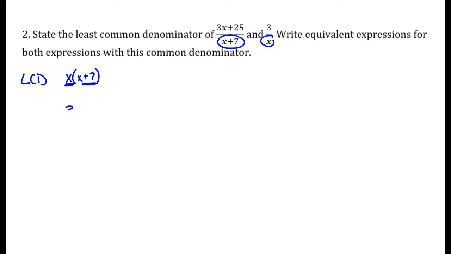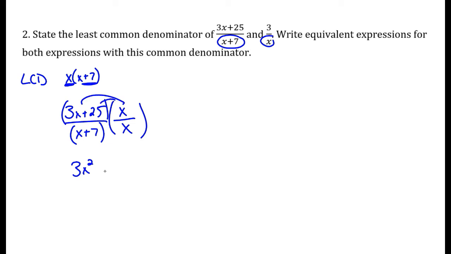So that first expression has the x + 7, but it's missing a factor of x. So if I stick an x in the denominator, I'm also going to have to multiply the numerator by x, because all I'm doing here is multiplying by 1, which doesn't change the value of an expression. So when I distribute here, I get (3x^2 + 25x)/(x(x + 7)), I'll just leave that in factored form.